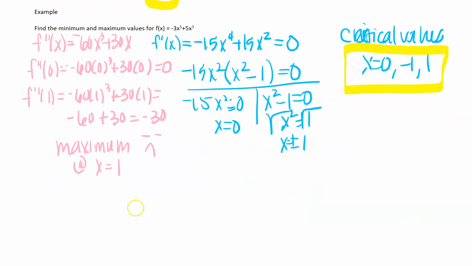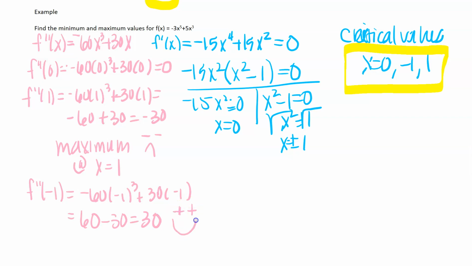Let's look at our other value, f double prime of negative 1. That would be equal to negative 6 times negative 1 cubed plus 30 times negative 1. So negative 1 cubed stays negative, and negative and negative gives me a positive 6, minus 30, which gives me a negative 30. So at the critical value of negative 1, I could see a smiley face, that I'm going to have a minimum at x equal to negative 1.